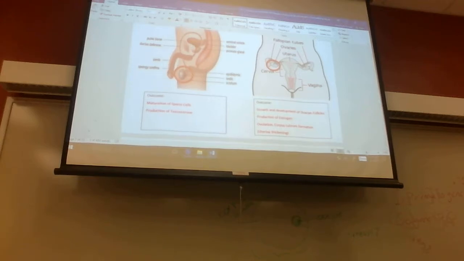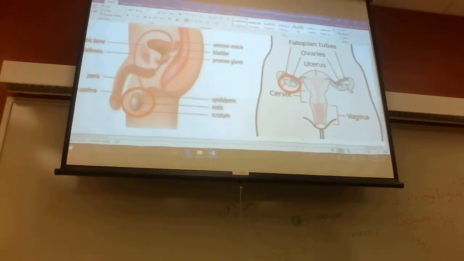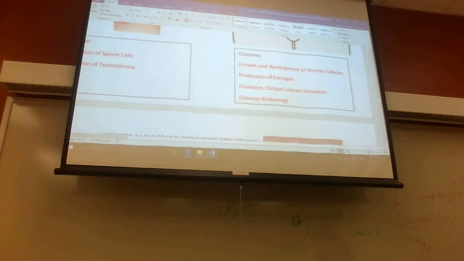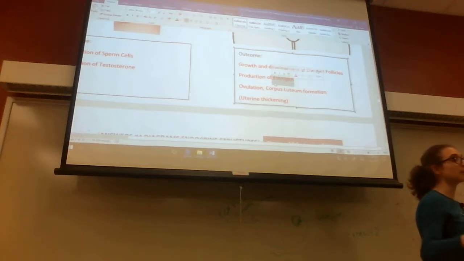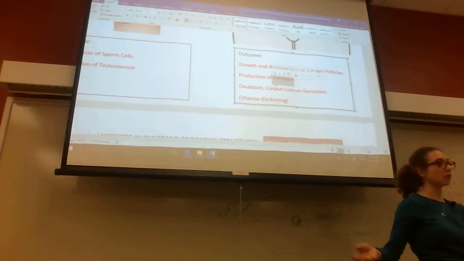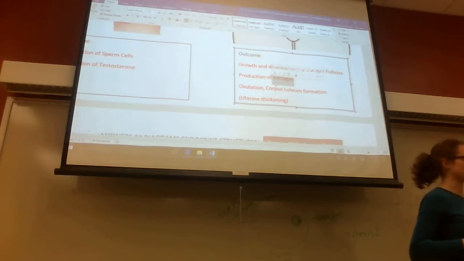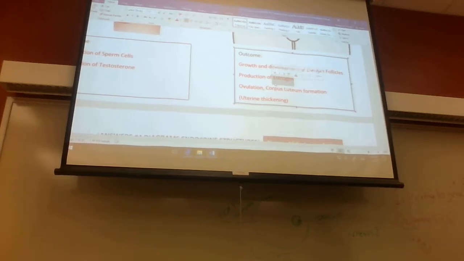The main outcome of female puberty is growth and development of ovarian follicles. So ovarian follicles meaning egg cell. Production of estrogen, because the male's sperm cells need testosterone to help the sperm grow. Females need estrogen to help the ovarian follicles grow, or the egg cells.